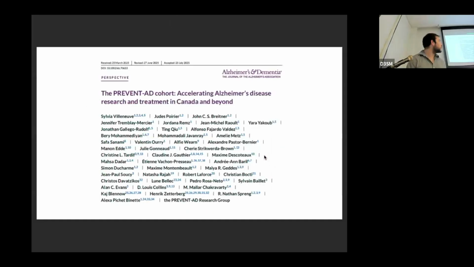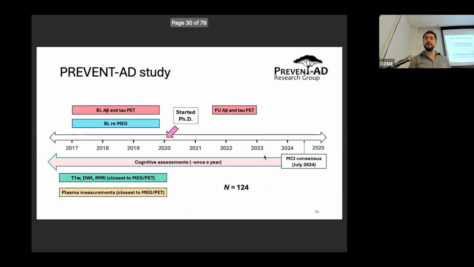So here's the paper. I encourage you to go and have a look, and maybe you will find some interesting data that you can incorporate into your own projects. And you can reach out to either me, Sylvia, or any of the Villeneuve lab members if you want to have some more information or some help in accessing the data.